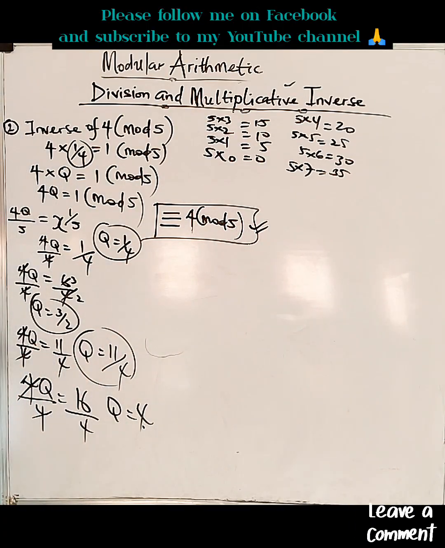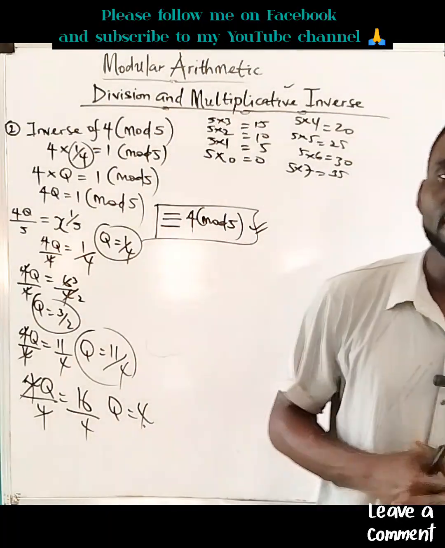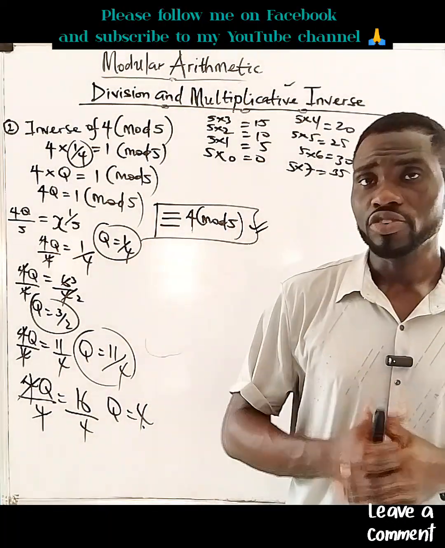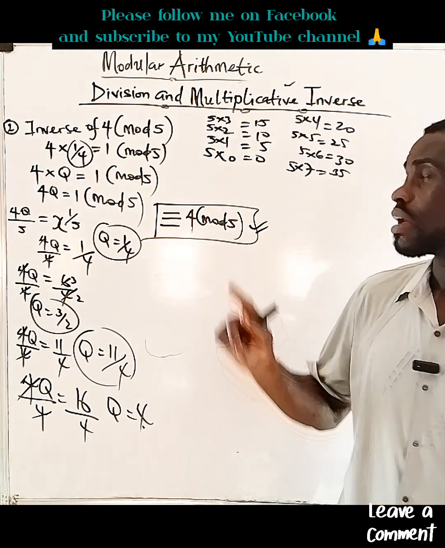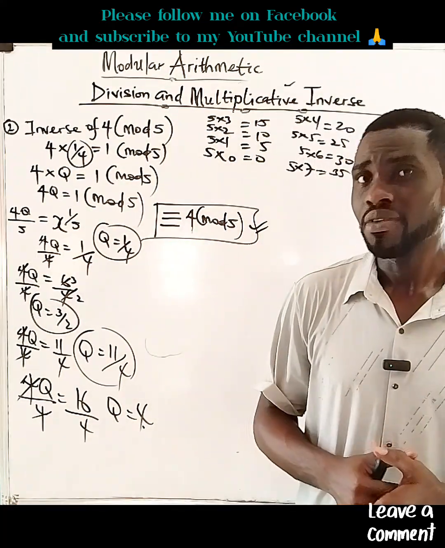So the inverse of 4 is 4 modulo 5. 4 times 4 is 16. Write that in modulo 5, you end up having 1 modulo 5. As simple as that. So we've come to the end of this lesson. In our next lesson, we're going to be looking at division. During the division, we're going to be applying the knowledge of multiplicative inverse.